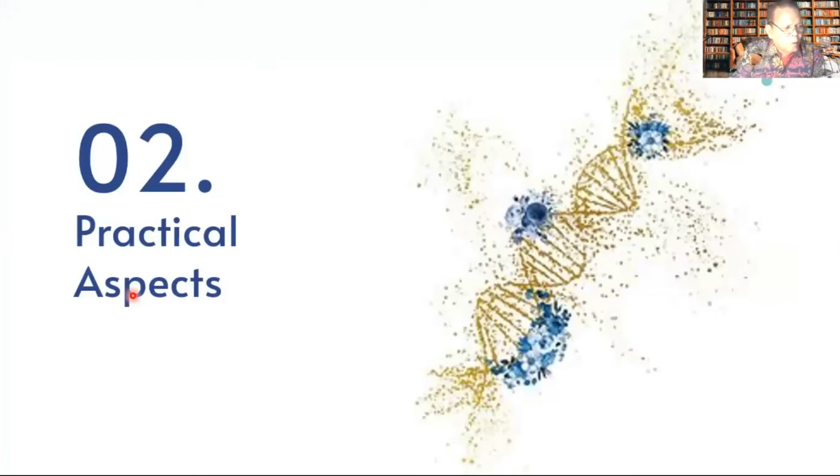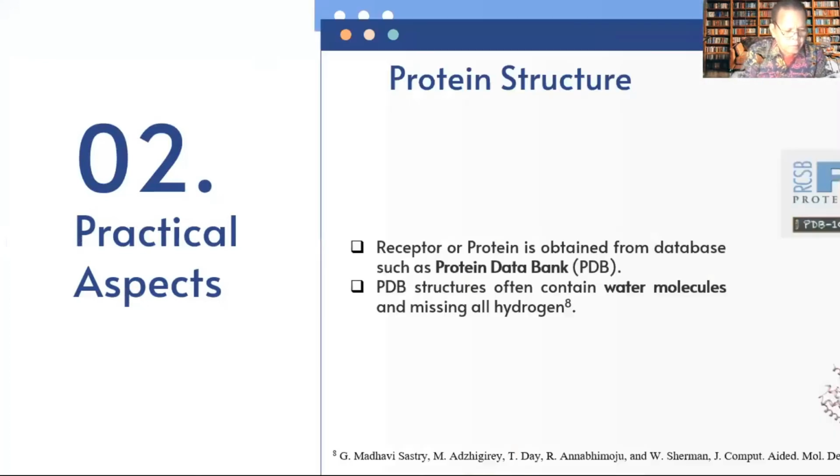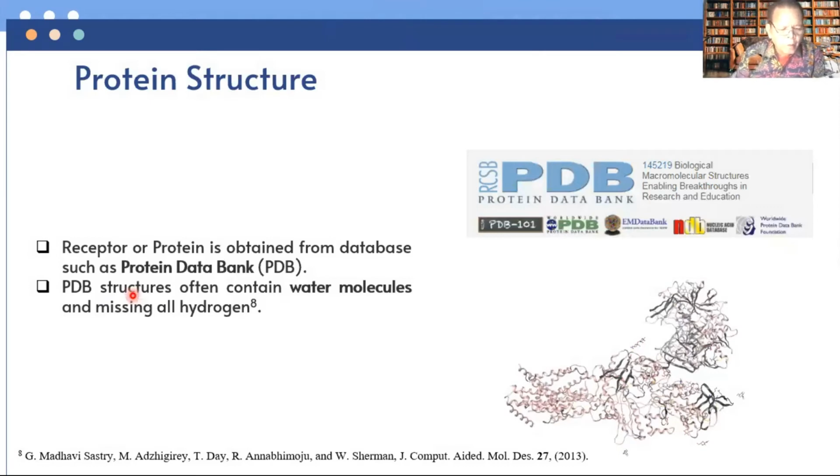Now let's move to the practical aspect. In molecular docking, firstly, we need a receptor or protein target. The receptor or protein is obtained from a database such as the Protein Data Bank, or we call this the PDB. A PDB structure often contains water molecules. In general, all water molecules are removed except where it is known that they play an important role in coordinating the ligand. A PDB structure is also often missing hydrogen atoms because of the limitations of the protein structure determination method. Many docking programs require the protein to have explicit hydrogens.